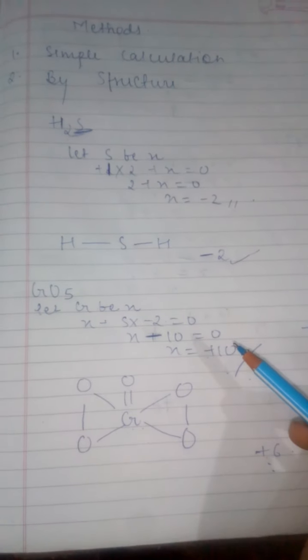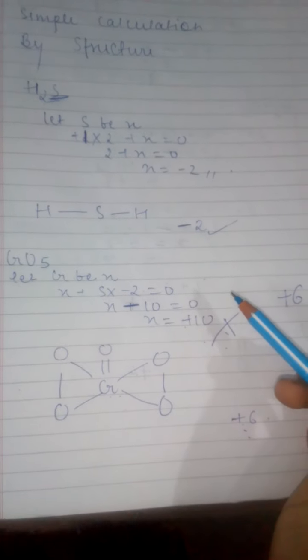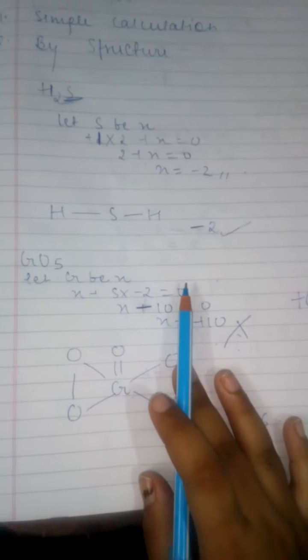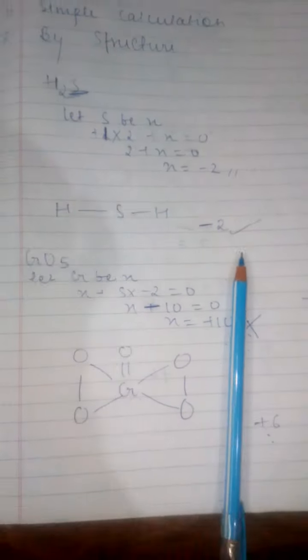But it is not possible that we know each and every structure. Even I do not know each and every structure. So there is a short trick for finding the oxidation number without the help of a structure, that I am going to tell you.